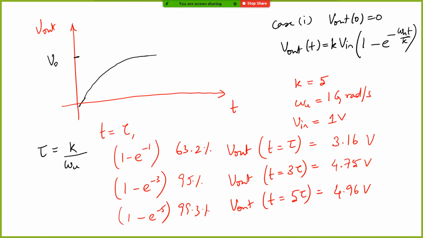So in other words, what are we understanding here? If you wait for time equal to tau, you will have 3.16 here. And if you wait for 3 tau, maybe I should draw it a little differently.